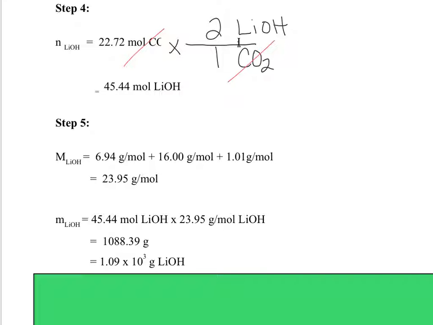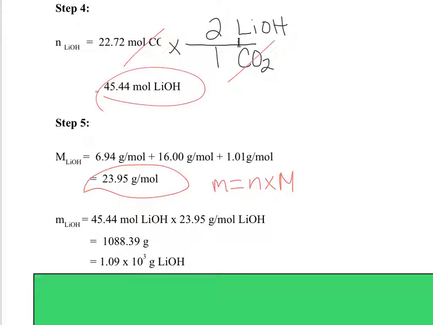So if we take the number of moles that we have of lithium hydroxide and multiply it by the molar mass, we will calculate the mass of lithium hydroxide that we want. Now, we can only have 3 significant digits in our answers, so we round it off.